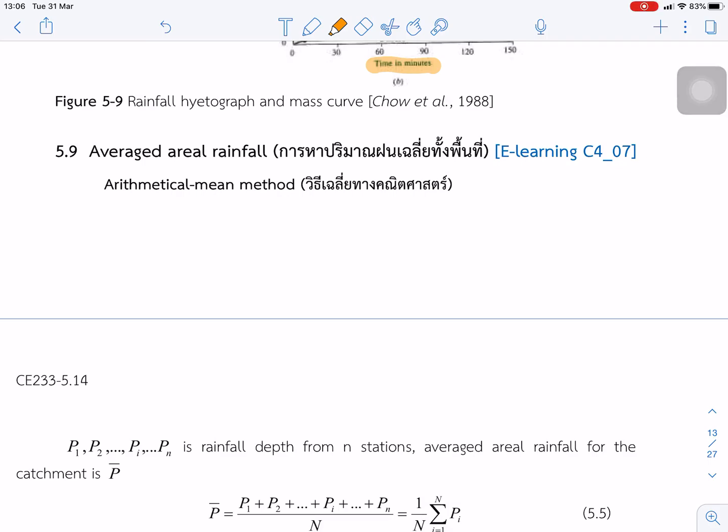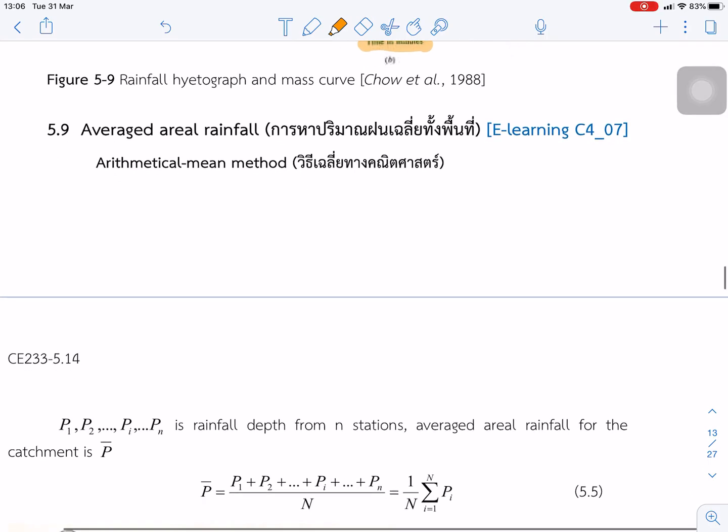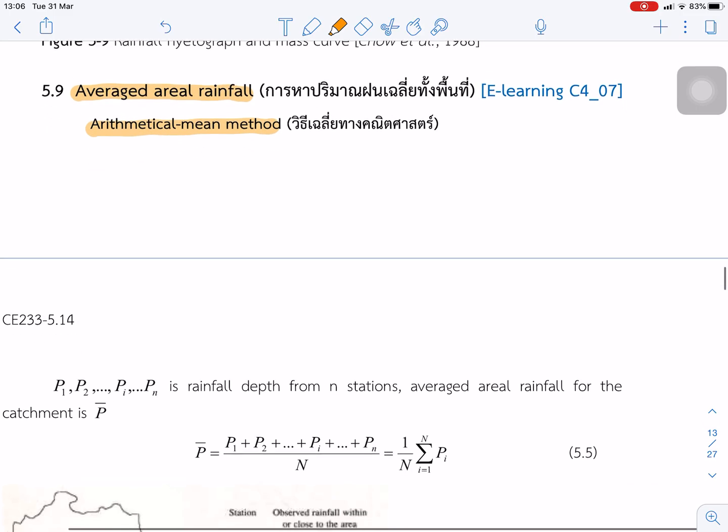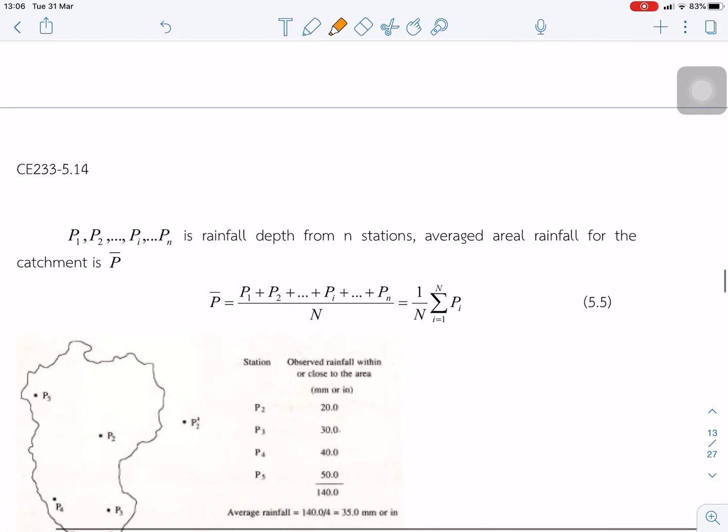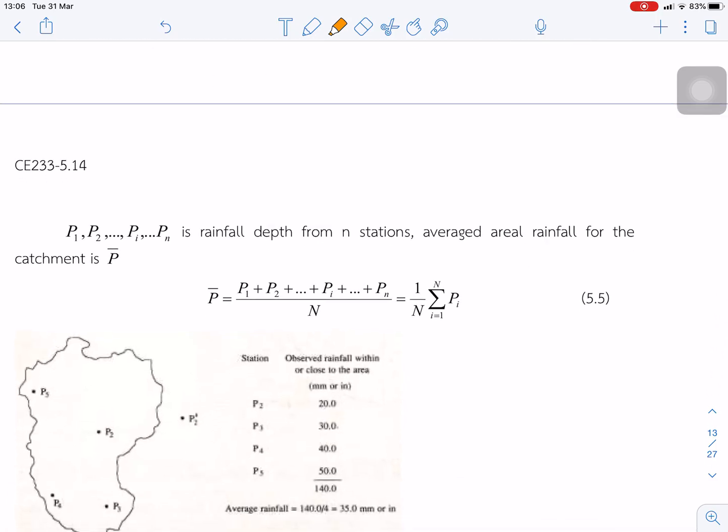Average annual rainfall. We have two methods to find the average annual rainfall. The first method we call the arithmetic mean method. So we can identify the rainfall depth in each station in the catchment, add them together, and divide by the number of rain gauges.